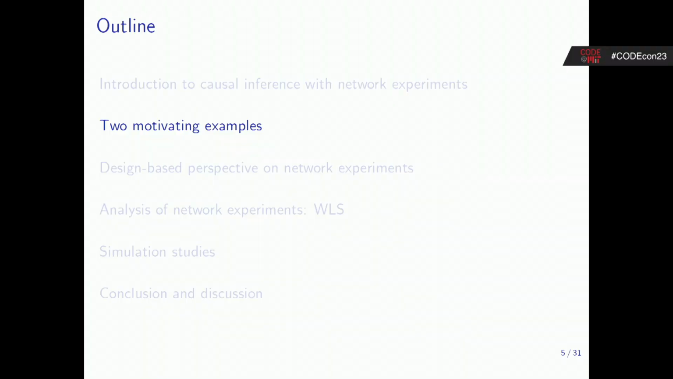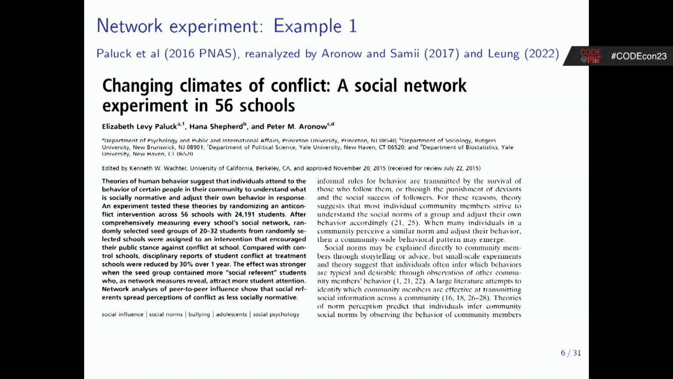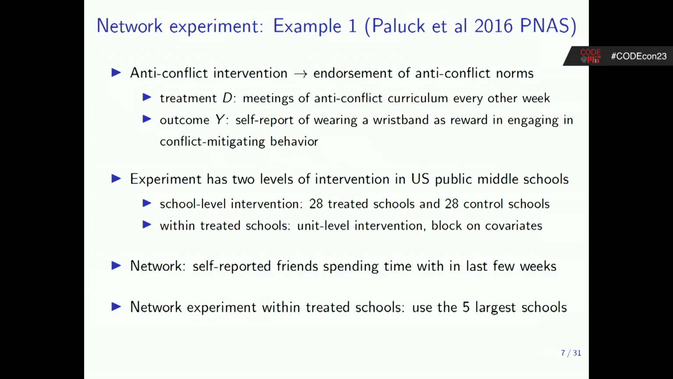Okay, coming to a more concrete setting for network experiments. Two examples. The first one is a well-known paper in Proceedings of the National Academy of Sciences with the title "Changing Climates of Conflict." It's an experiment on middle school students. Okay, so this is my summary of this network experiment. They have some anti-conflict intervention. The final goal is to encourage students to be engaged in conflict mitigating behavior.